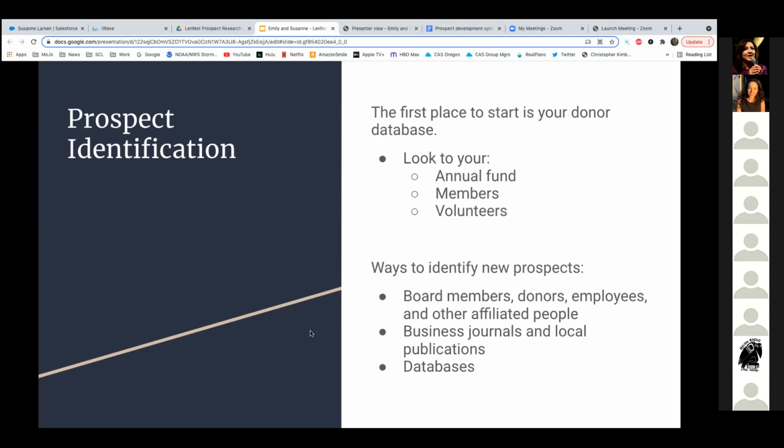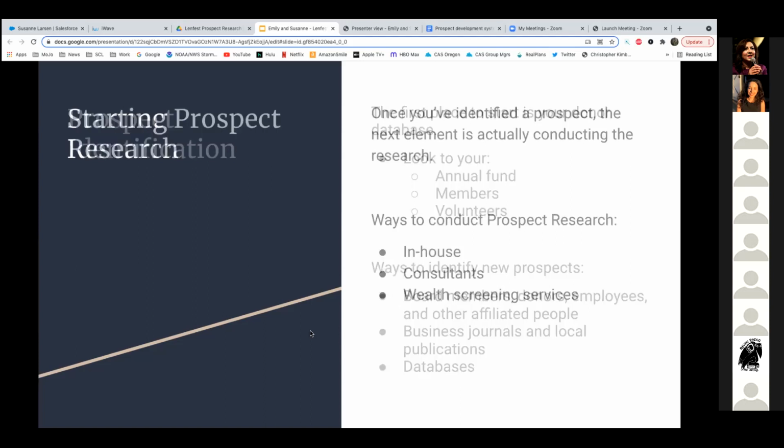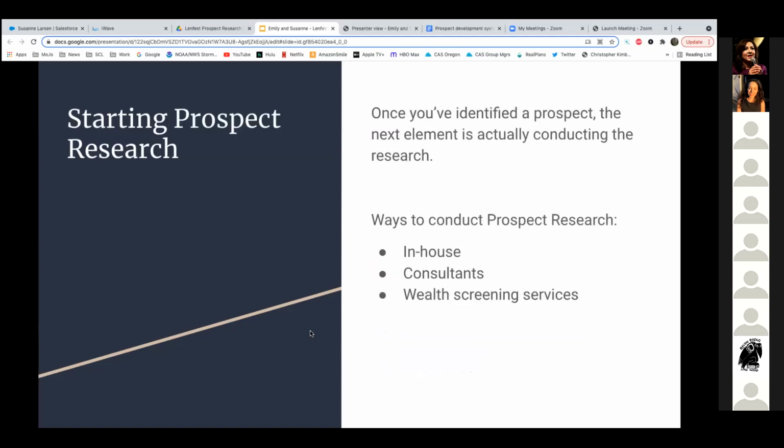Same with employees and other donors and volunteers. But you can also look at business journals and local publications to see who's up and coming in your community, see what events they might be attending and that sort of thing. And you can also use databases to help you identify new prospects as well. There are a couple out there. But the biggest takeaway, I think, from trying to identify new prospects is to rely on your networks, because a personal introduction to a new prospect beats anything else. So really use your network, your board members, to accomplish that.